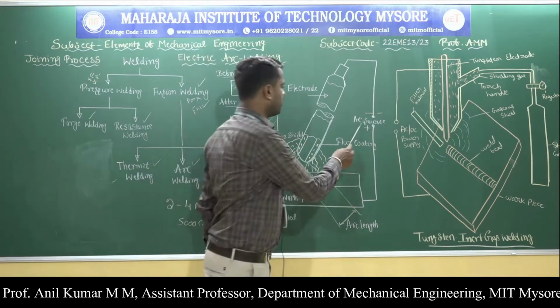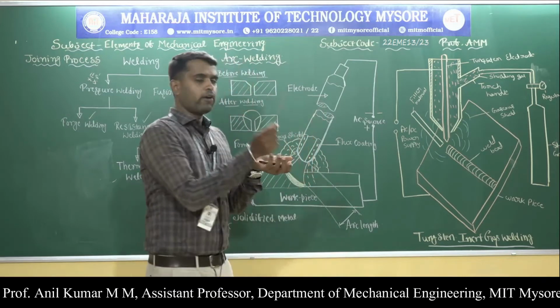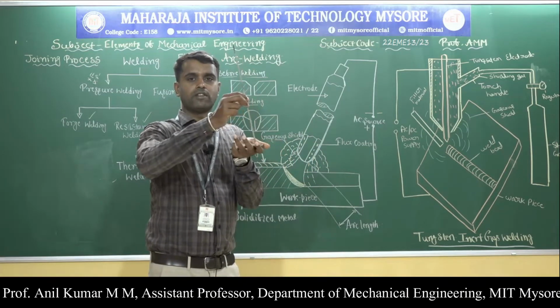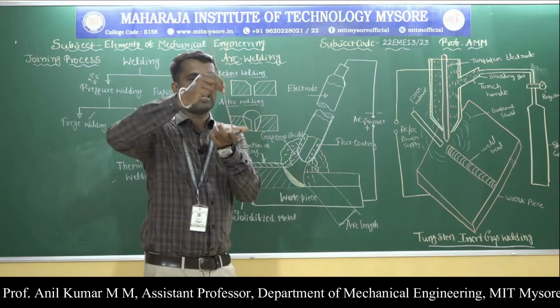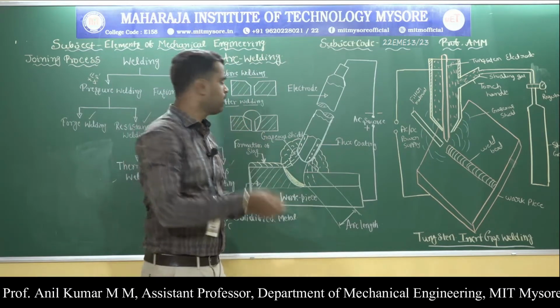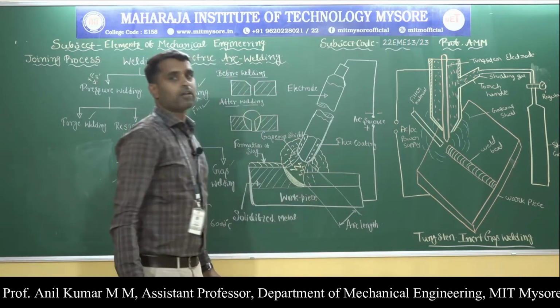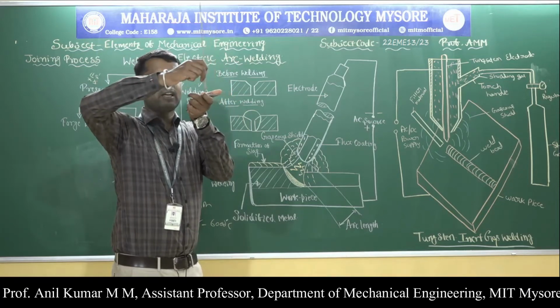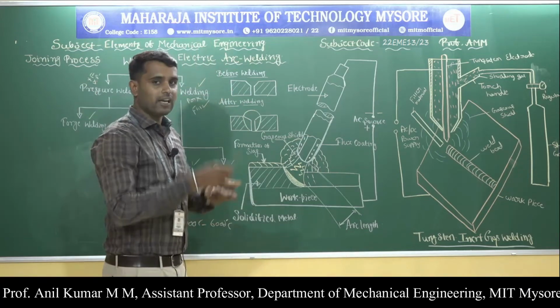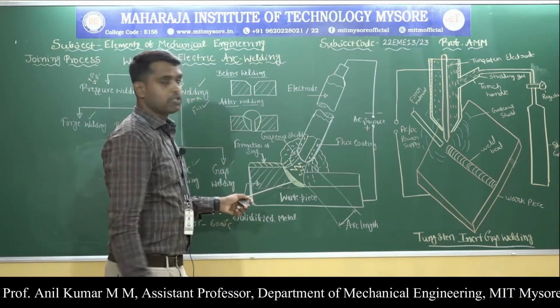Here an AC or DC power source can be used. Initially, you have to bring the electrode closer to the workpiece surface and touch it, and momentarily it is separated by a small gap. When you maintain that small gap, at that time the electric arc will be struck between the electrode and the workpiece material. In that gap the electric arc will be generated.